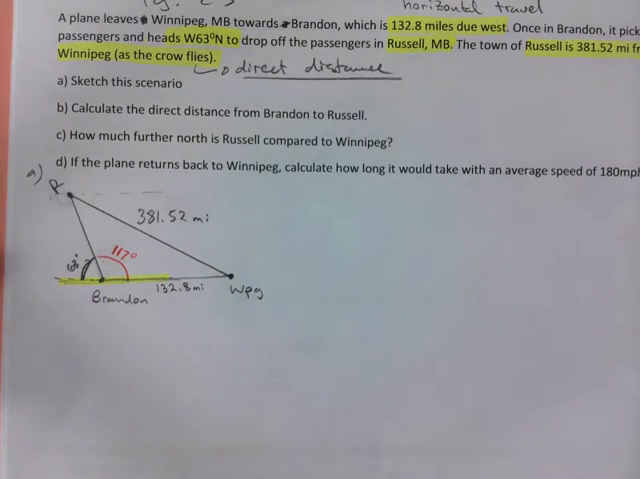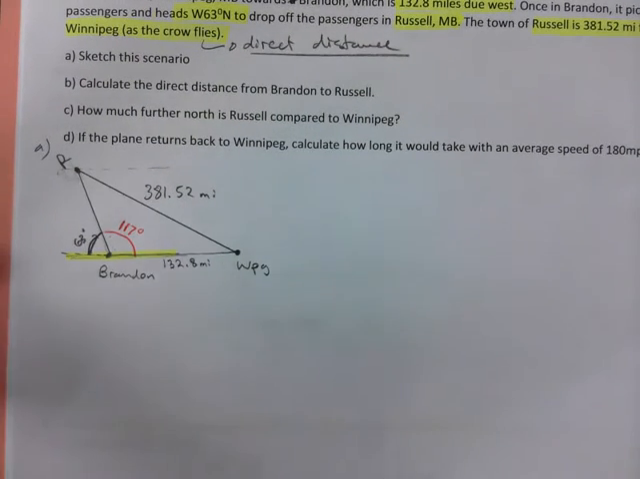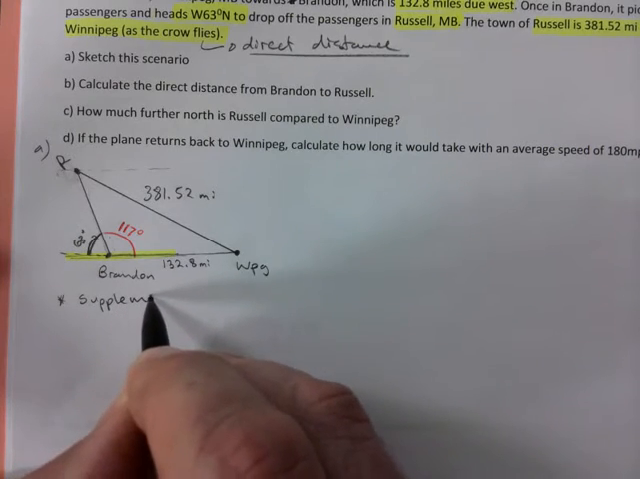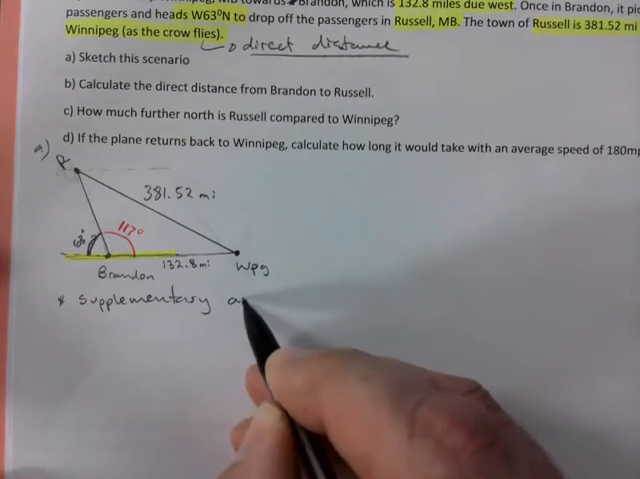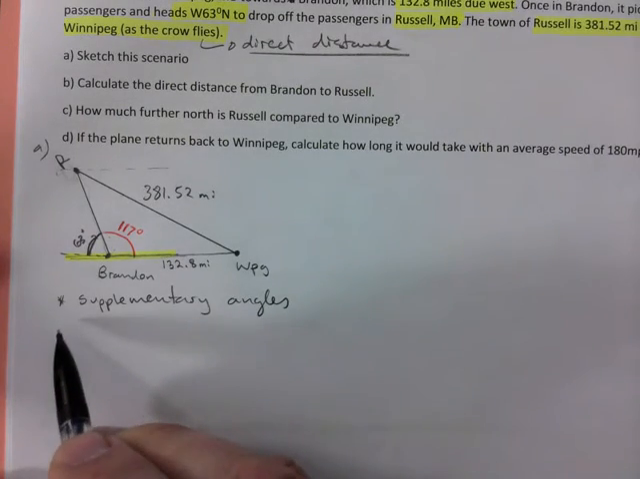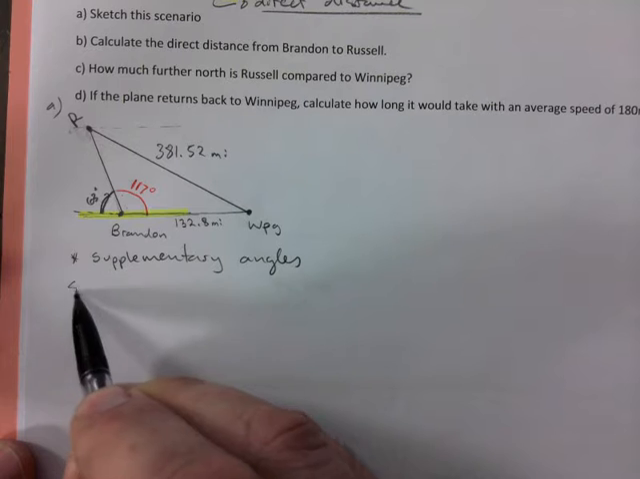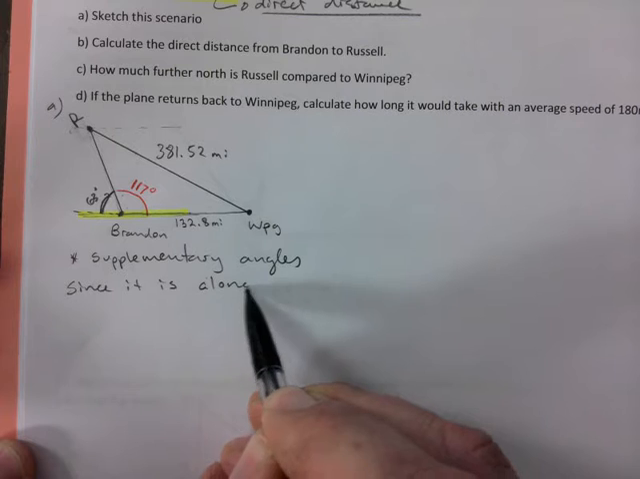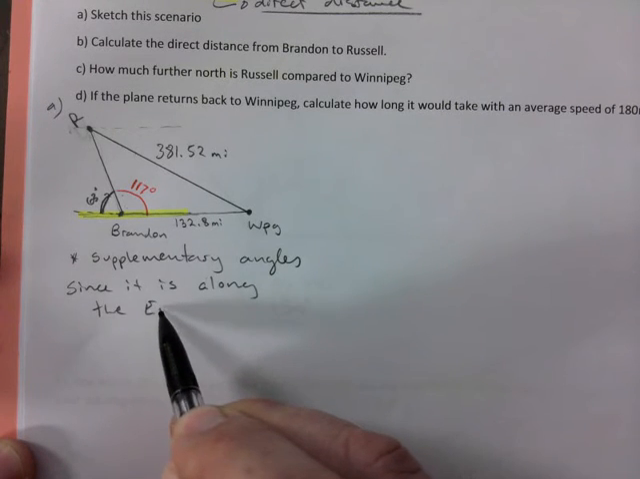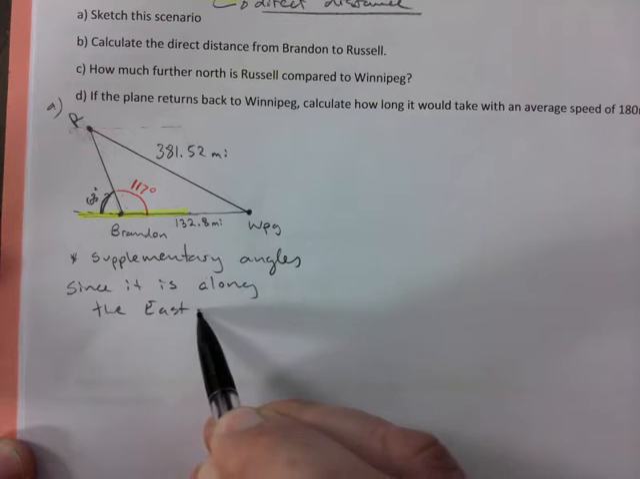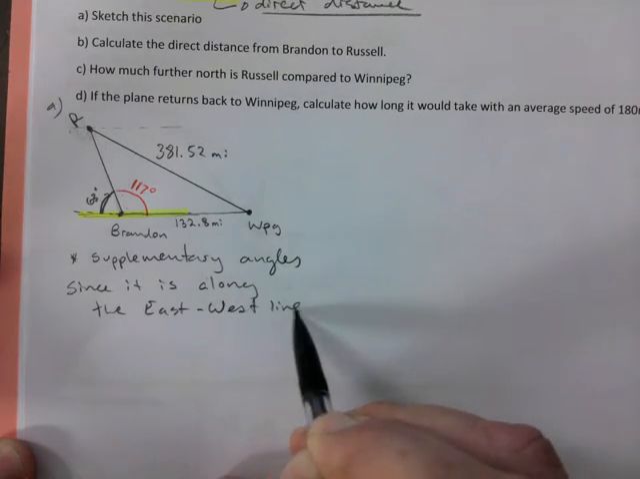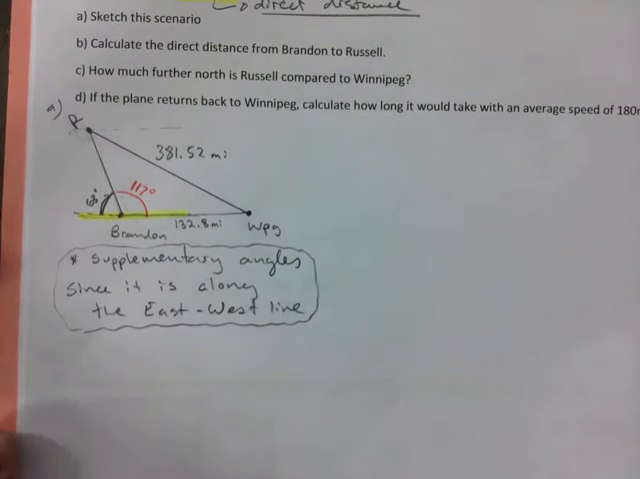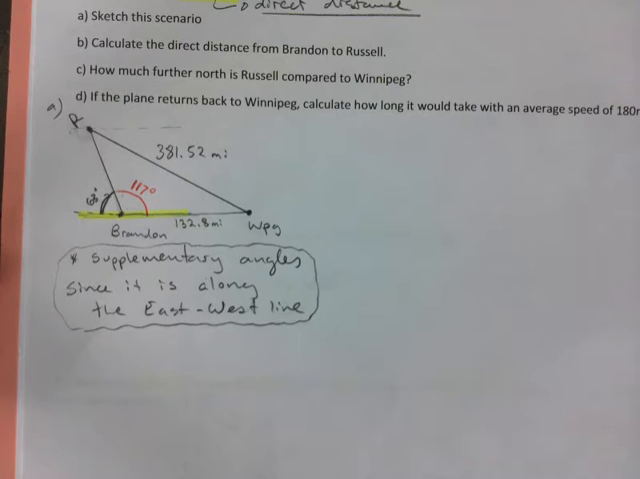Yeah, so that would be the first step there. I will just make a note here: supplementary angles. And I will say why: since it is along the east-west line. Okay. Probably gonna regret this later, it's gonna use up too much space, but hey, we're gonna make it work.